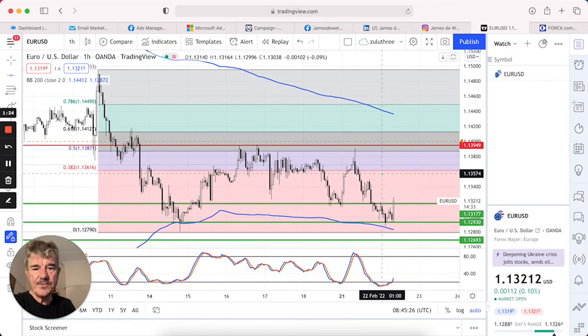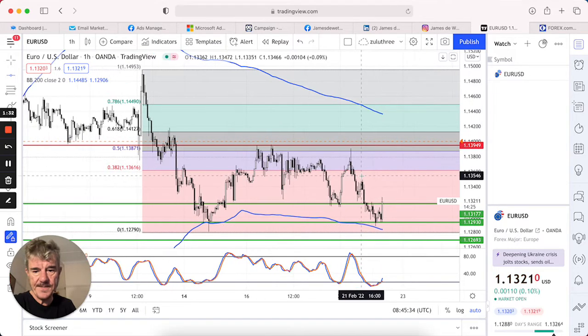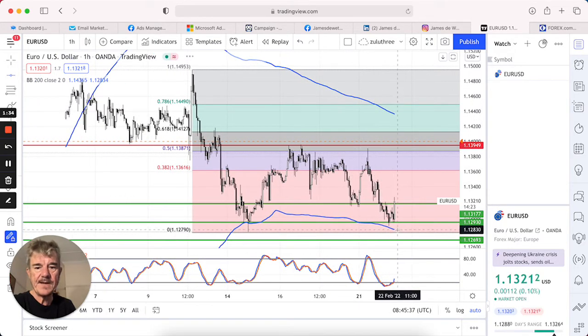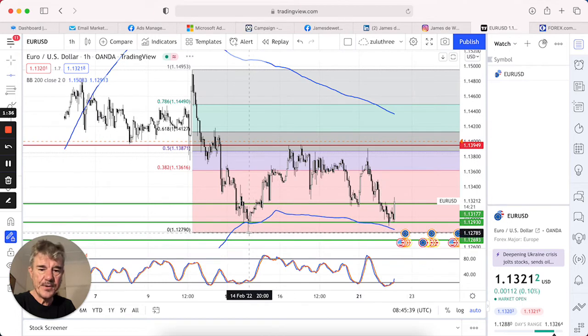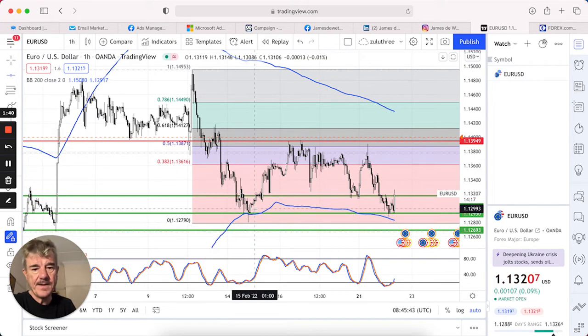And you can see we're still in the range, but right at the bottom of the range, and this is the area where one would be looking to buy, at the 200 period Bollinger Band, at that support line, that green line that I've just drawn in, and very close to the previous low. You can see I've drawn the support line at the area where the candle cuts off the wick.